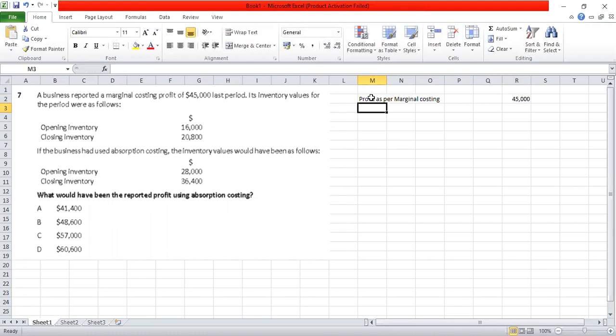The difference in the profits as per marginal costing and absorption costing is because of opening inventory and closing inventory. That is what we see. The opening inventory is 16,000 under marginal costing and 28,000 under absorption costing. So we see that there is a difference: 16,000 there and 28,000 here. How much is the difference? 4, 8, 12,000. Isn't it 12,000? So the opening inventory under marginal costing was undervalued. Okay, it was undervalued in case of marginal costing.